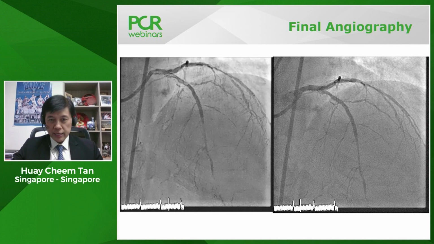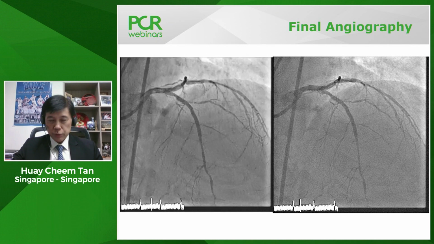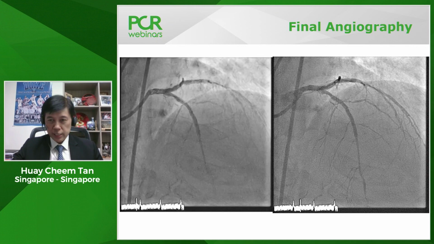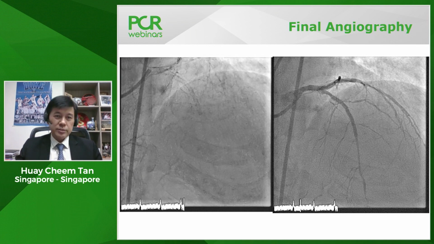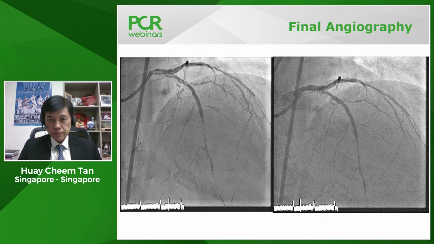And again, this is guided by intravascular ultrasound, which shows a pretty good MSA achieved during the entire procedure. So this is the final result. Thank you. Congratulations, Prof. Tan.